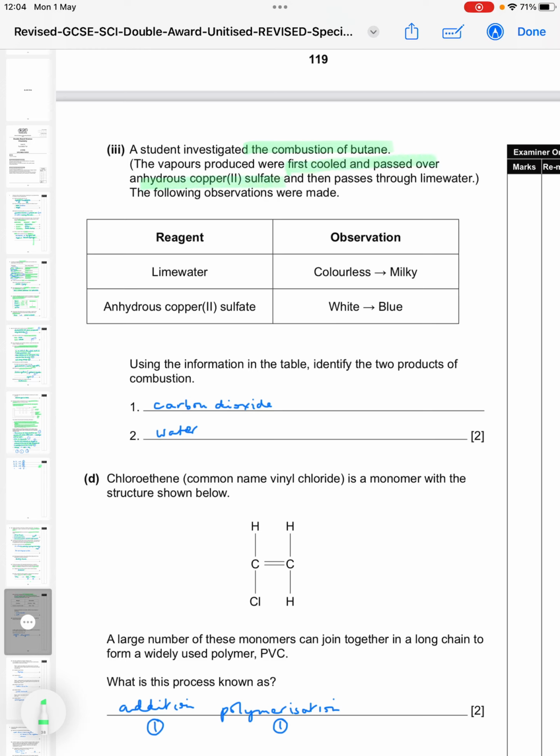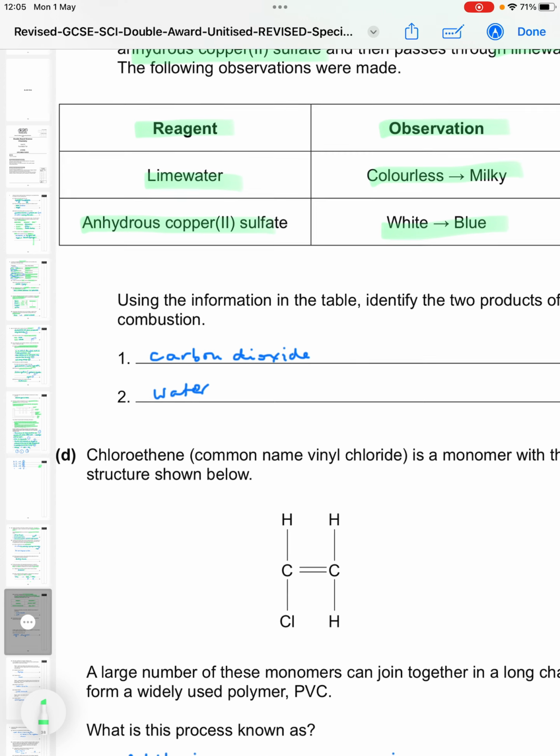A student investigated the combustion of butane. The vapours produced were first cooled and passed over anhydrous copper sulfate and then passed through lime water. The following observations were made, with the reagent and the observation in a table. Lime water went from colourless to milky, and anhydrous copper(II) sulfate went from white to blue.